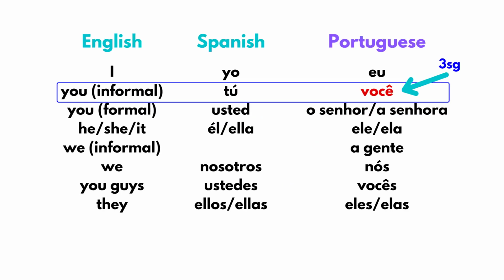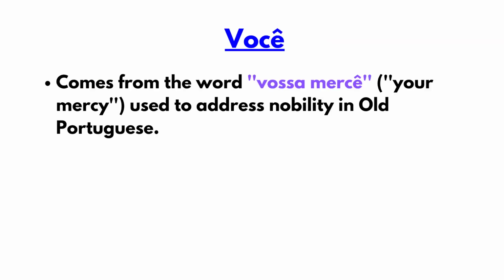Then the general way to say you is você, which is used similarly to tú in Spanish as an informal or neutral form of address, except that it takes on verbs in the third person singular like usted does. And to understand why that is, we need to know where the word você comes from.